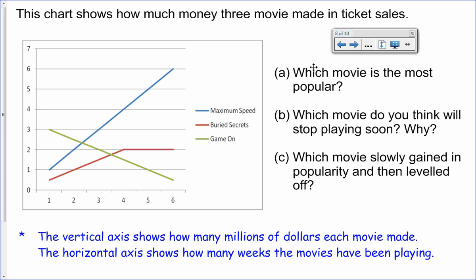Okay, so look at part A. Which movie is the most popular? Well, clearly it's Maximum Speed, because its value has been increasing consistently. Part B. Which movie do you think will stop playing soon and why? Well, we have to say it's Game On because the amount of money that this movie is making has been steadily decreasing. And then for part C, which movie slowly gained in popularity and then leveled off? Well, that would be Buried Secrets.